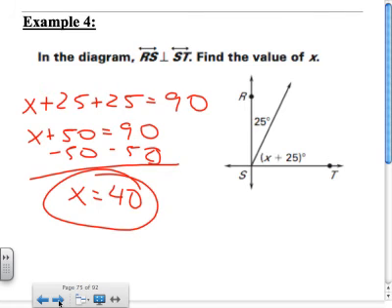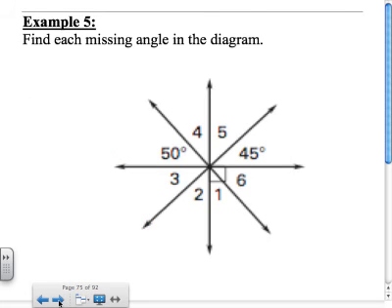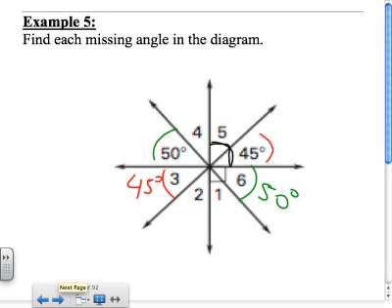And the final example just says find each missing angle in the diagram. Again, you could use a lot of different ideas here. The first one that pops out at me is this angle and angle 6 are vertical, so they've got to be the same. By the same argument, 45 and 3 are vertical, so that's 45. And now what I can see here is I know that these two angles have to add up to 90. So 90 minus 45 tells me angle 5 is 45.